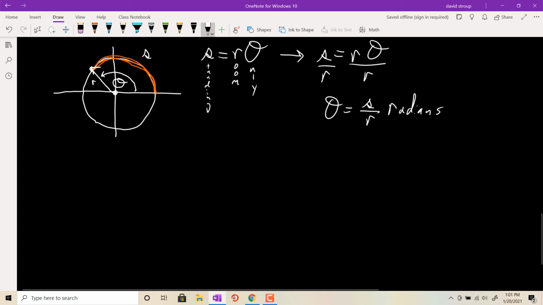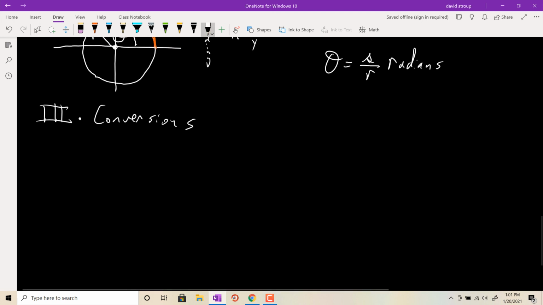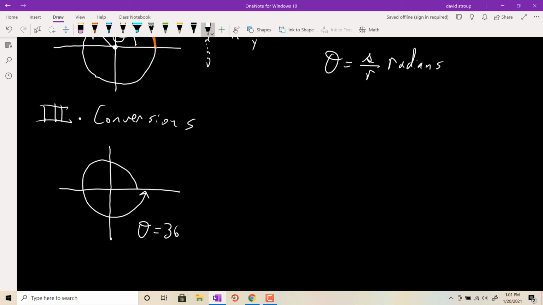But let's talk about the relationship, right? We want to be able to go from one to the other, in other words, conversions. Okay. So first off, what is one complete rotation in terms of radians? Well, if you think about the circle, and I want to go all the way around with degrees, that's going to be 360 degrees. Okay, that angle going all the way around, theta is 360 degrees. I want to get the same measurement but in radians.